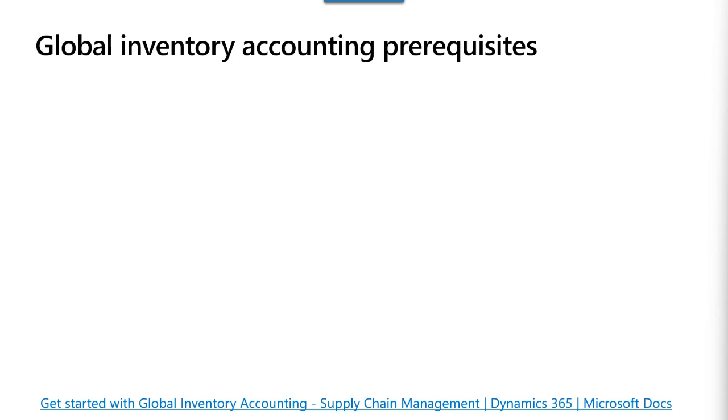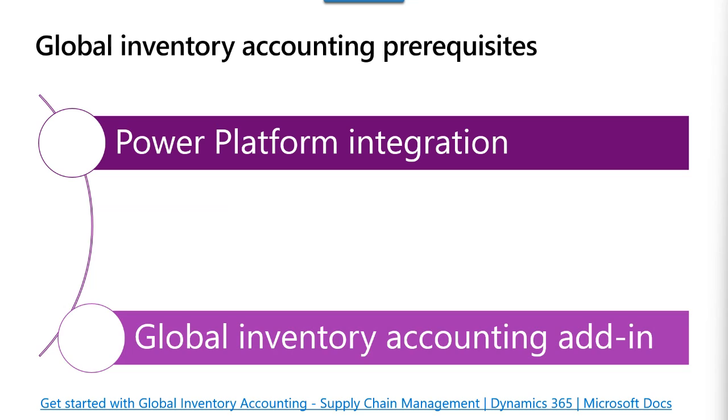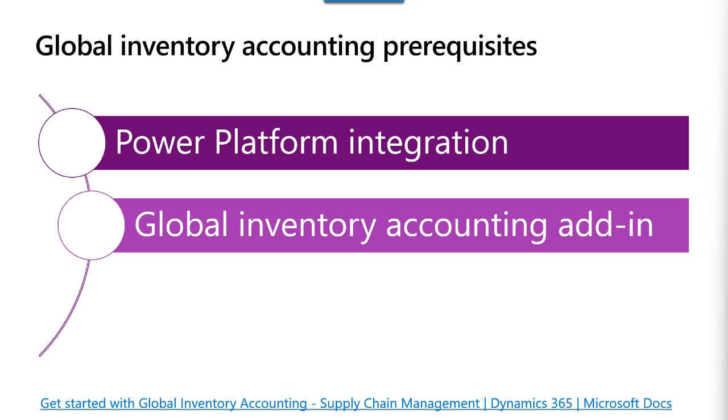Before you can start to use the Global Inventory Accounting add-in, you'll need to go through the installation and configuration of the microservice. This includes setting up the Power Platform integration to your Dataverse environment in Lifecycle Services, or LCS. If you do not already have a Dataverse, you'll need to deploy one and connect it. You will also need to install the Global Inventory Accounting add-in from LCS. It's important to note that this process can only be done in a Tier 2 or higher environment.